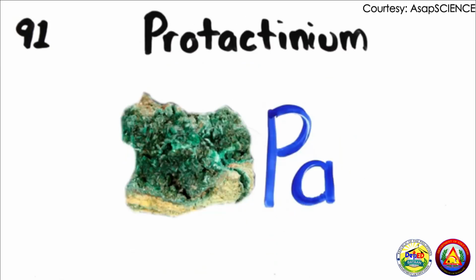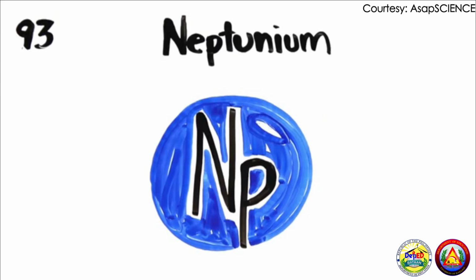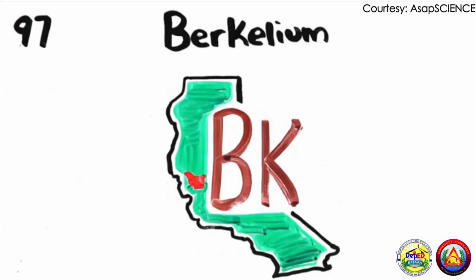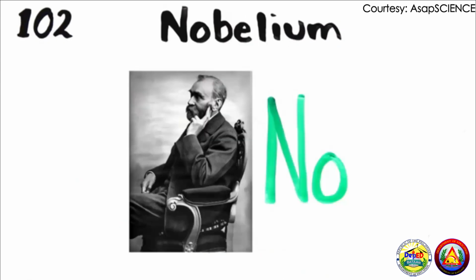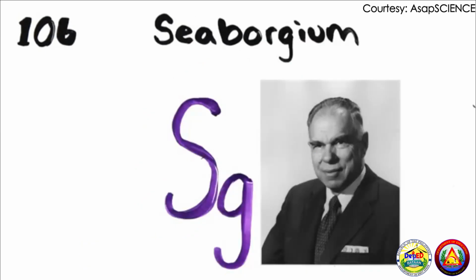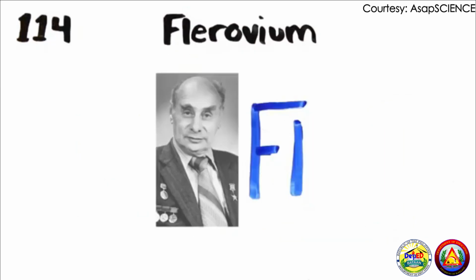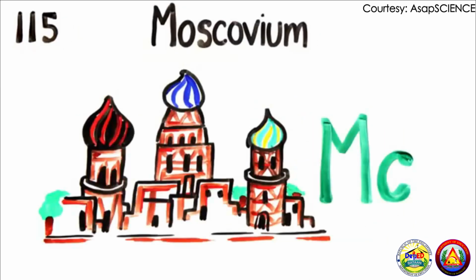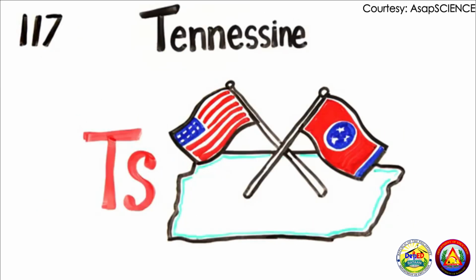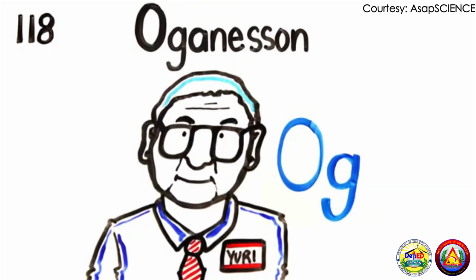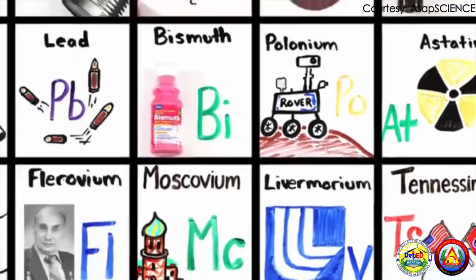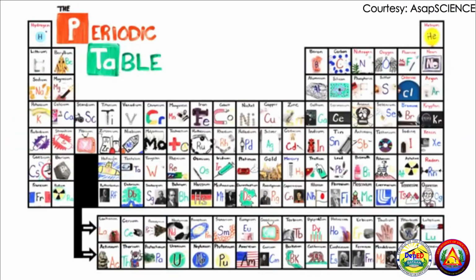Actinium, thorium, protactinium, uranium, neptunium, plutonium, americium, curium, berkelium, californium, einsteinium, fermium, and nobelium, lawrencium, rutherfordium, dubnium, seaborgium, bohrium, hassium, meitnerium, darmstadtium, roentgenium, copernicium, nihonium, flerovium, moscovium, livermorium, tennessine, and oganesson, and then we're done.